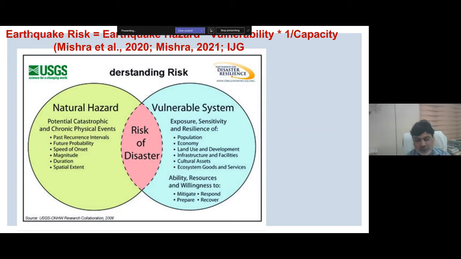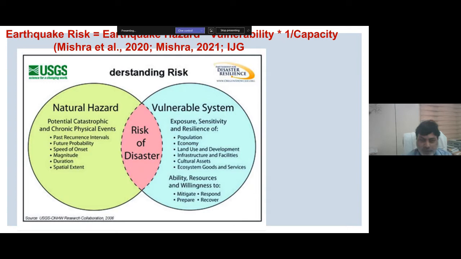So under this capacity, the role of geoscientists becomes very paramount. And if you see the USGS Venn diagram, the natural hazards, they seem potentially catastrophic, and the chronic physical events and the vulnerability system, that is the exposure. So in our case, it is the geological vulnerability, seismological vulnerability of the sites. And if you can manage the natural hazard and vulnerability system, means if you can reduce the natural hazards and understand the vulnerability impacts, then by enhancing the capacity, we can proceed to these structures.